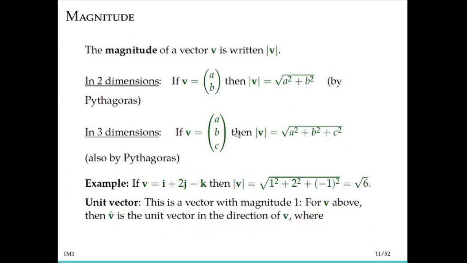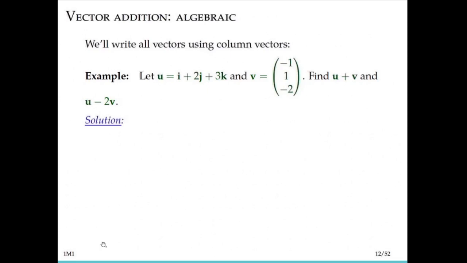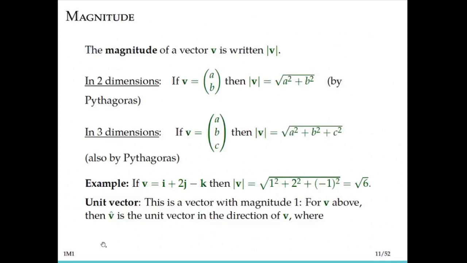And then another thing you sometimes want to do is find a unit vector that points in the same direction as a given vector. So for this particular vector, we write v with a hat over it, as shown here, for the unit vector that points in the same direction as v. So in order to find that unit vector, what we would do is simply divide v by its modulus. And so it's not there on the slide.